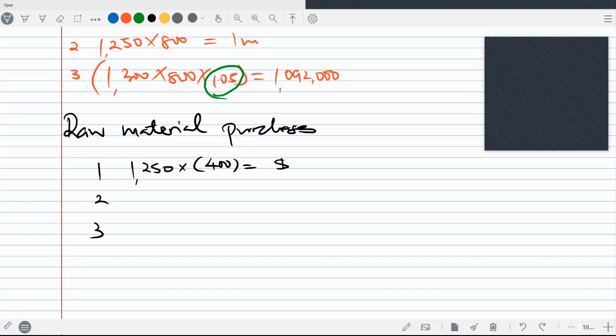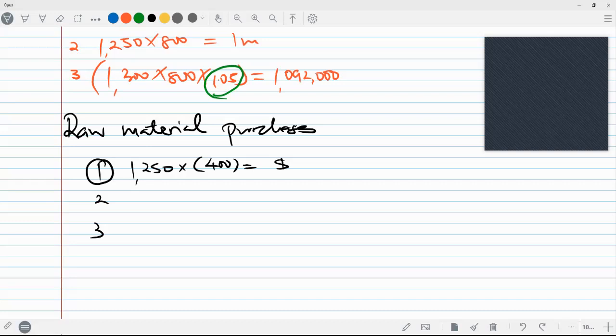So how does it appear in terms of when it was paid for, in terms of the raw material purchases? Let's think through. The sale made in the month of January is 1250. When were they produced? In December. When did you pay for them? In January. So the 1250 has to appear in January.